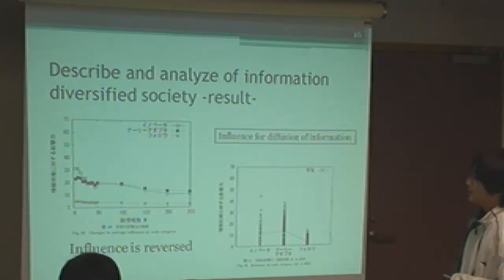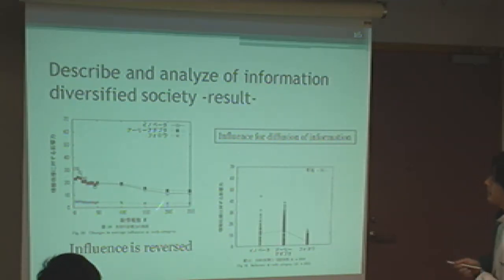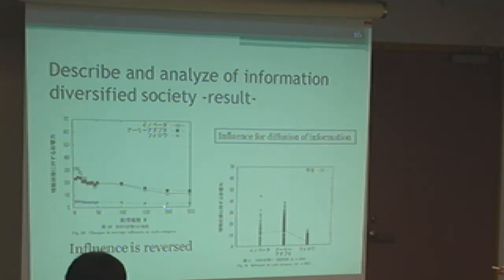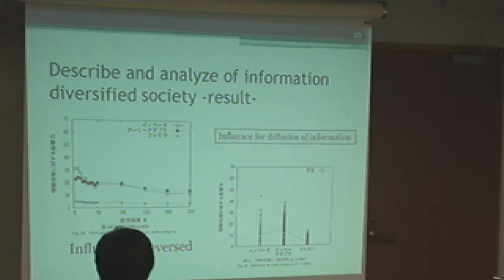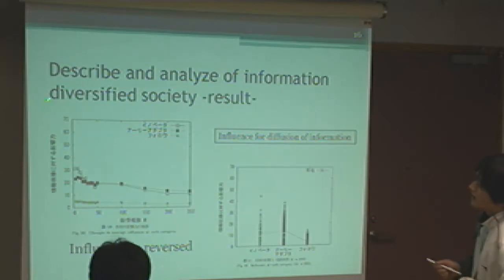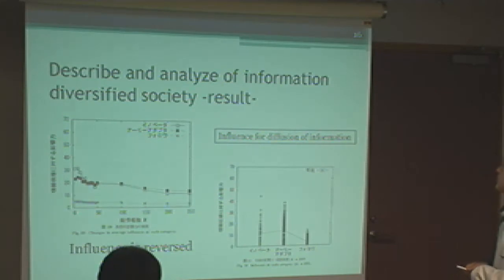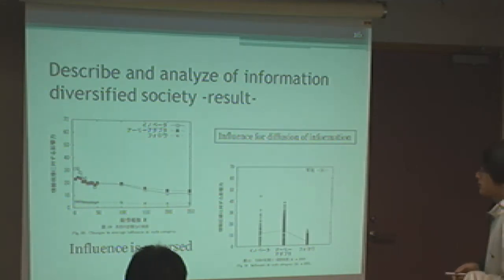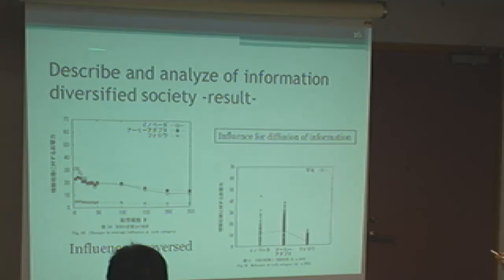And this is the result. This figure describes, this line is the total amount of types of information, and this line is influence. In this simulation, influence is reversed. Early adopters have more influence.